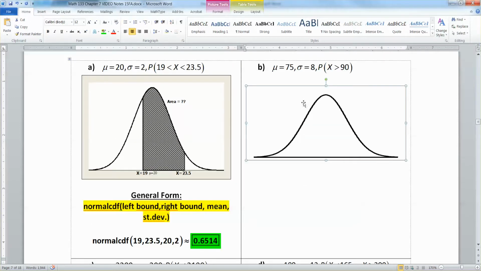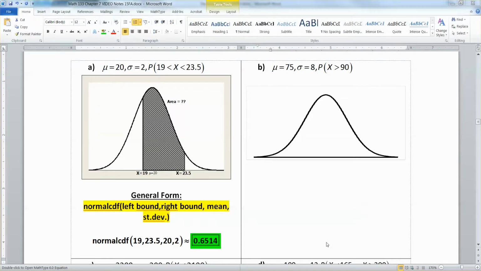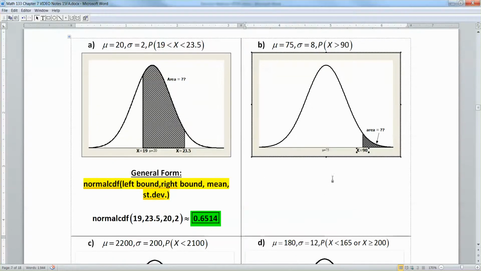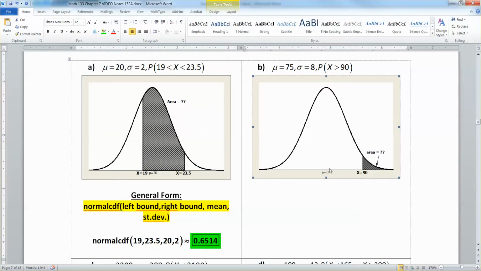Now we're going to do it again. So for this one, the mean is 75, the sigma is 8, and I want the probability that X is greater than 90. So let me draw you a picture for that. All right, there we have it. So the mean is 75, and I've labeled that mu 75 in the center. Over here, I have my X value of 90. That's where that vertical line is. And then the area is what I'm looking for. I don't know what it is.